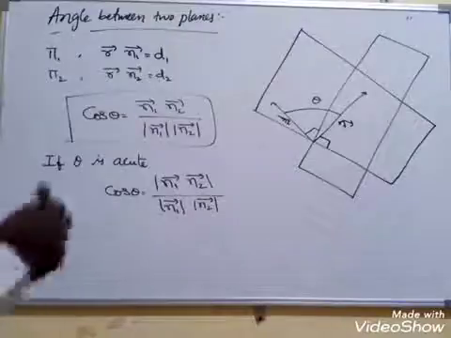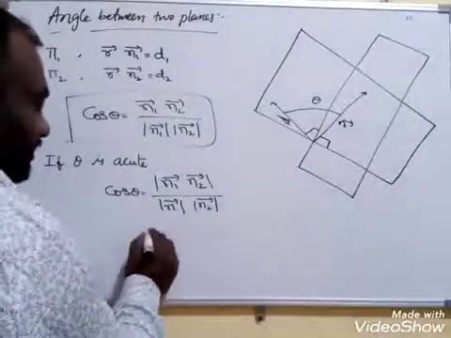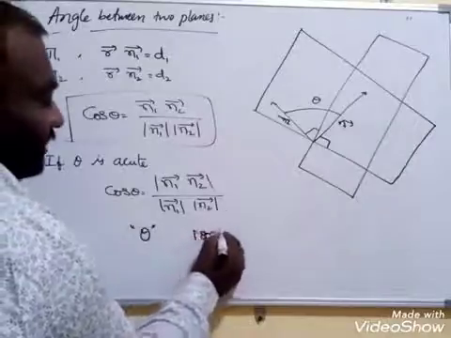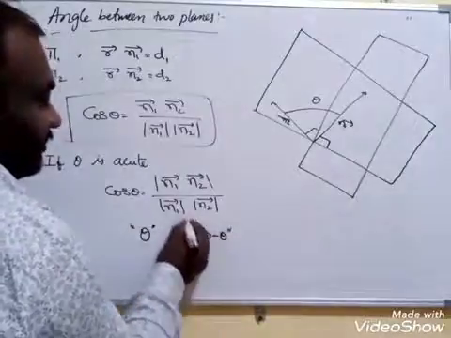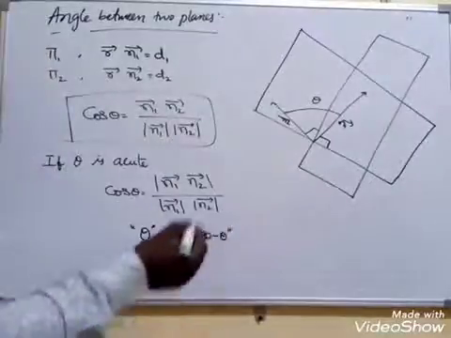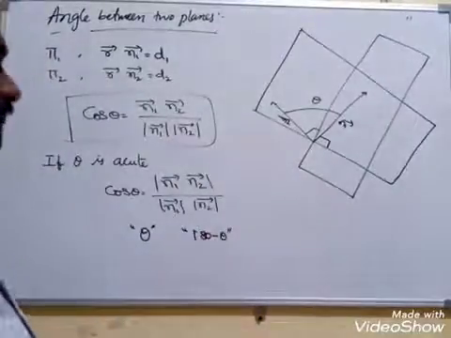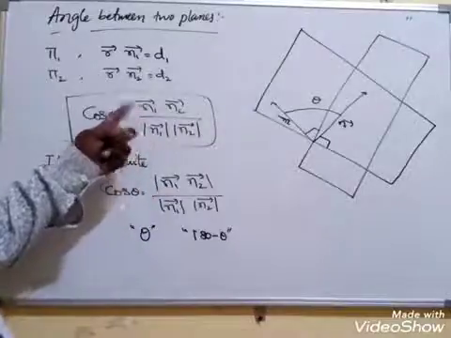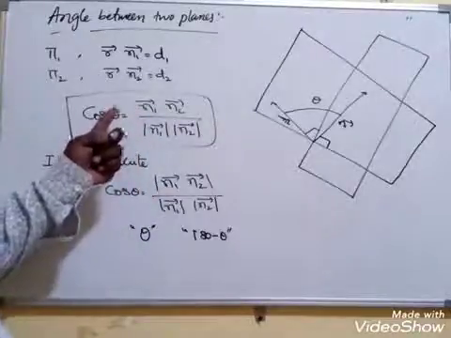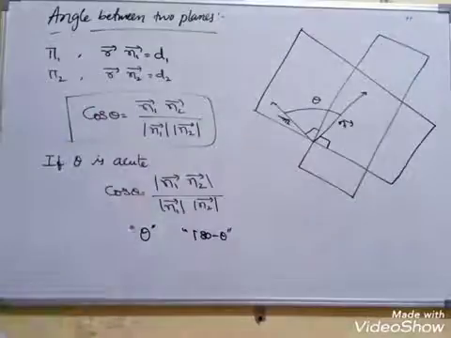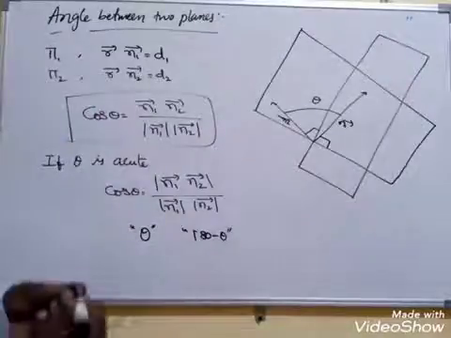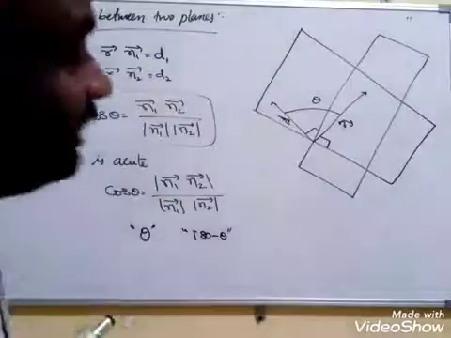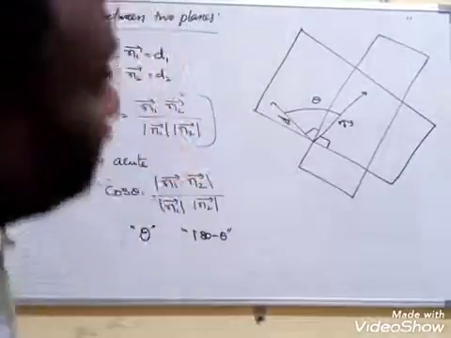If theta is one angle, then the other angle is 180 minus theta. For example, by solving this you got theta equal to pi by 4. What is the other angle? 3 pi by 4. Sometimes if you do not take the modulus, you are going to get an obtuse angle. Then to get the acute angle, you take 180 minus that angle. This is the angle between two planes in vector form.